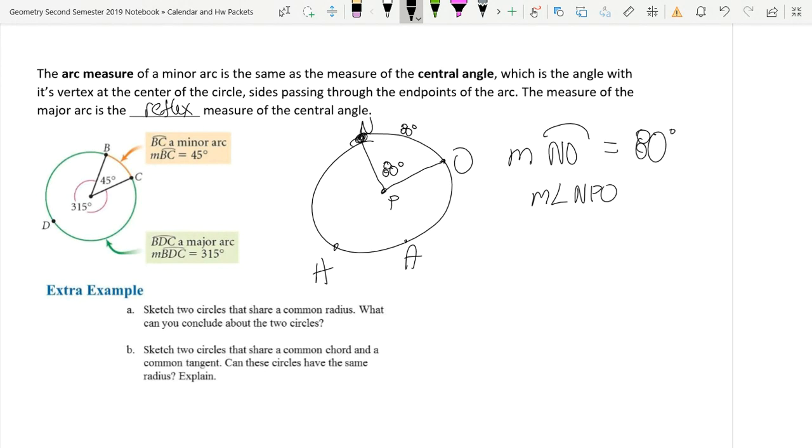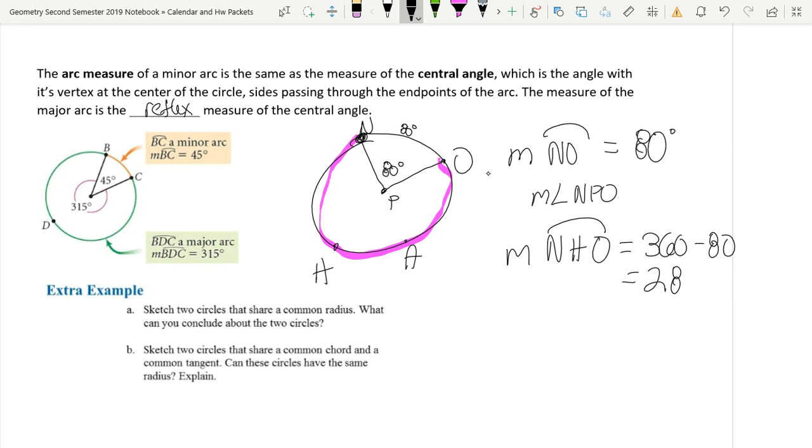What about the measure of the major arc? The major arc NHO. What's the measure of this major arc? Well, we can see that if an entire circle is 360, then it would just be 360 minus 80. And that would be true. What's that, 280 degrees? And that's also the reflex measure of this angle, 280 degrees. And then you could write it out here if you want to indicate that's the measure of that arc. Okay.